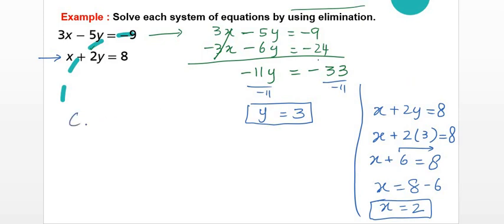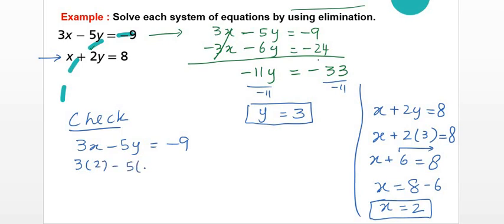Is there any check? Yes, we can check our answer. How? By substituting these values into the main equations, the equations that are given in the question. So this is the first equation. I will replace x by 2 and y by 3. Does it give me -9? So 6 minus 15. Yes, it will be -9. So this shows that the first equation is satisfied. Our answers are correct.